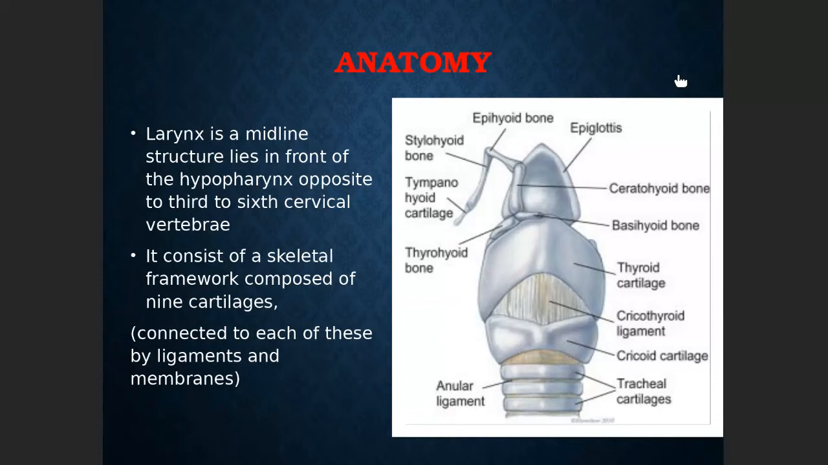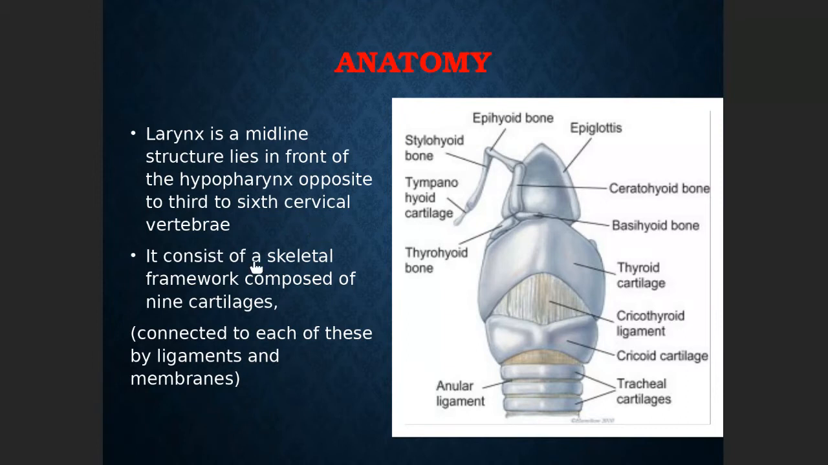The larynx in general is a midline structure, lies in front of the hypopharynx, opposite to the third and sixth cervical vertebrae. This is in the adult, while in the infant, the larynx is small, so it will be higher in the neck. It will not be at the sixth cervical, it will be at the third and fourth cervical vertebrae.